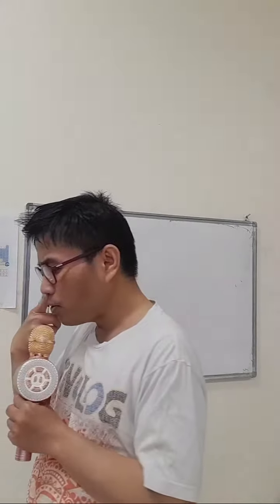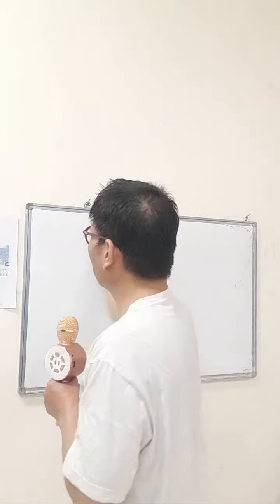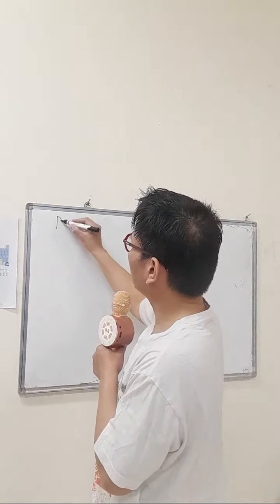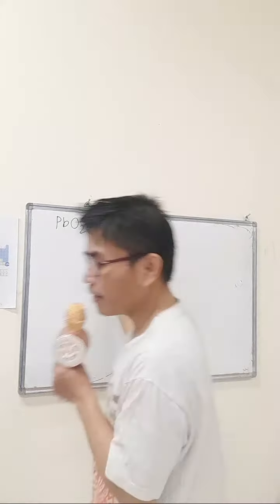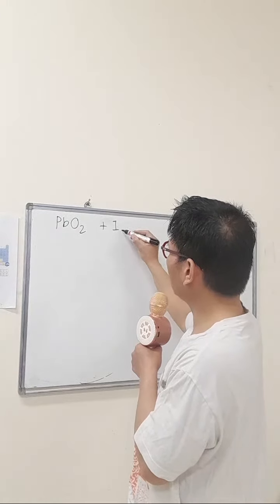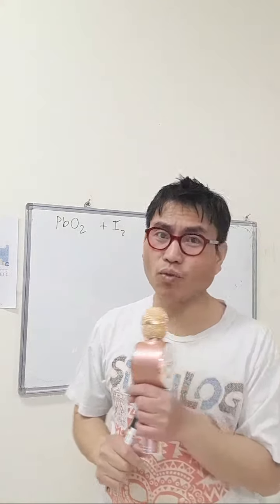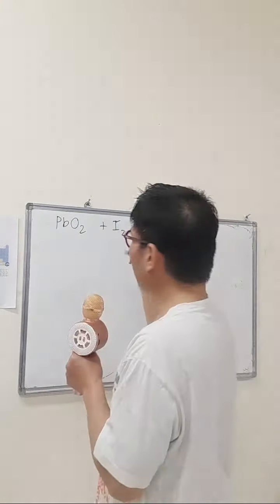So it's going to be lead dioxide, or plumbous oxide, PbO2, like this, plus iodine gas. Atomic mass of lead is how much? 207.2. Iodine is 126.90 atomic mass.